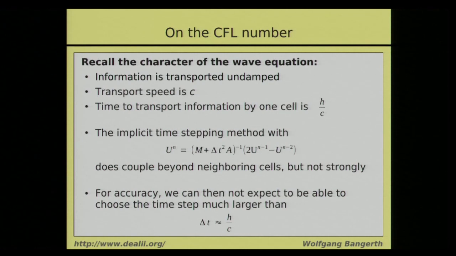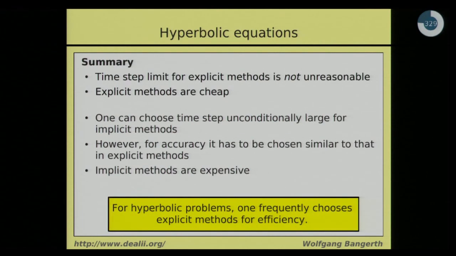And so for accuracy reasons, again, we cannot expect that we can choose the time step much larger than h over c, even though we could for stability reasons. So the summary of all of this is that the time step limit for explicit methods is not unreasonable, and they're cheap. For implicit methods, there is no restriction on the time step, but for accuracy reasons we have to choose it not much dissimilar from explicit methods. On the other hand, of course, implicit methods are expensive because I have to solve a linear system in every time step.